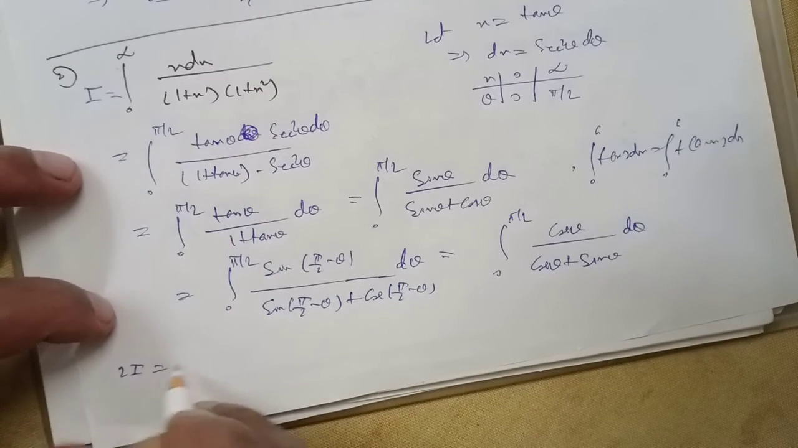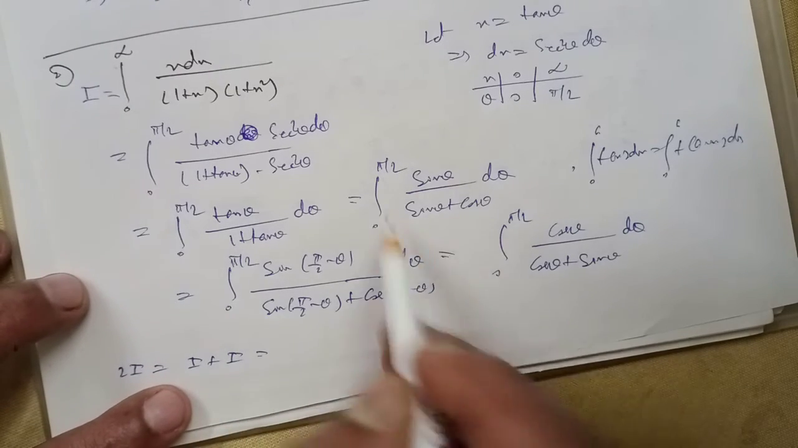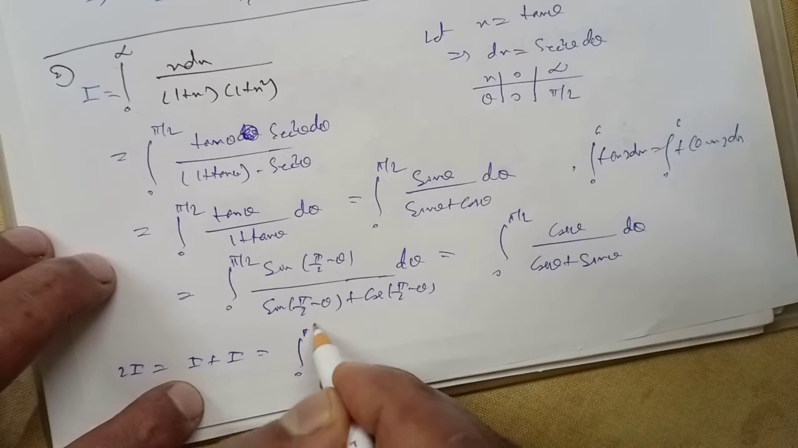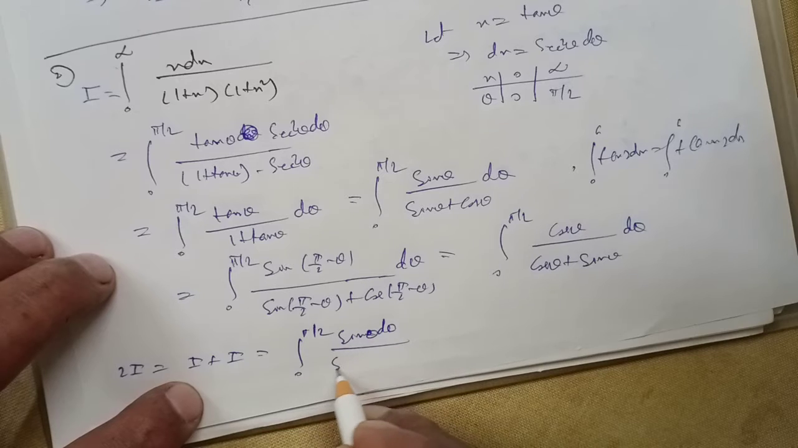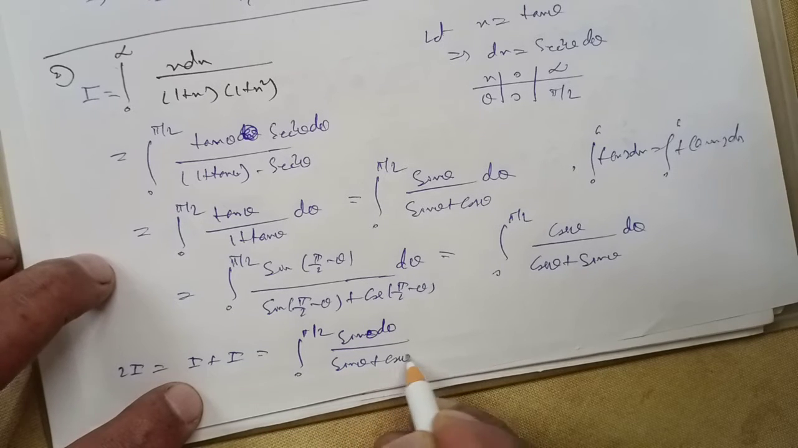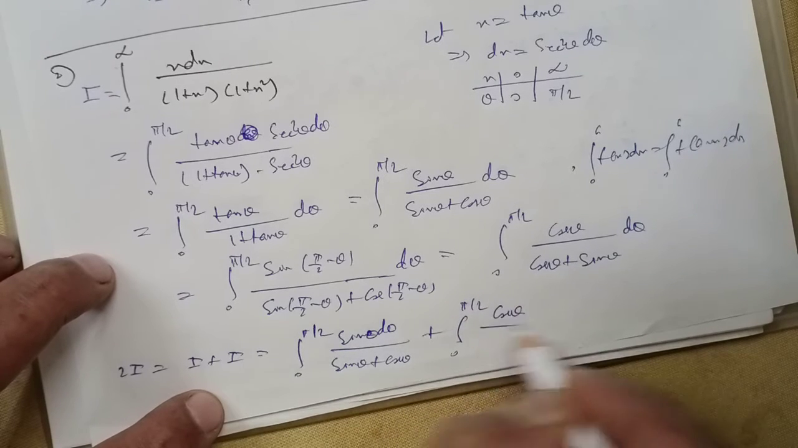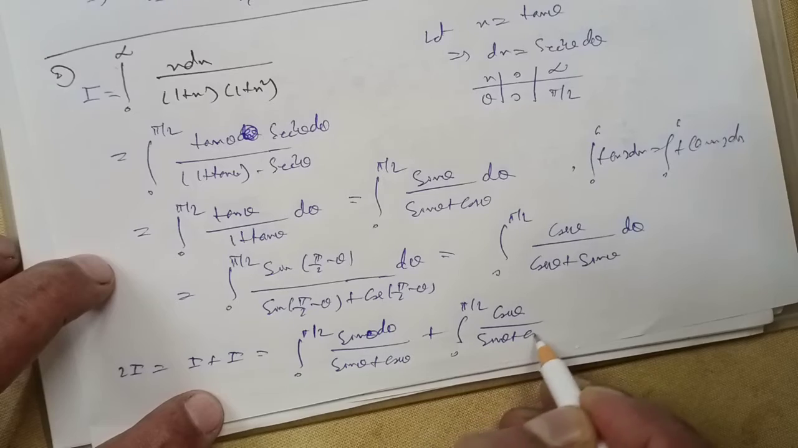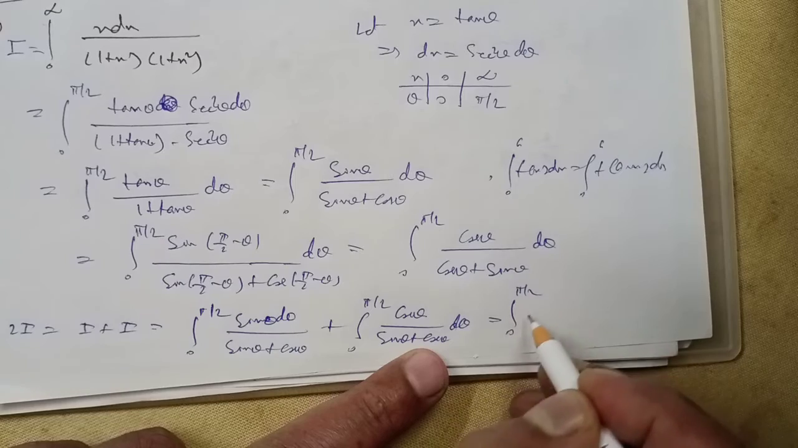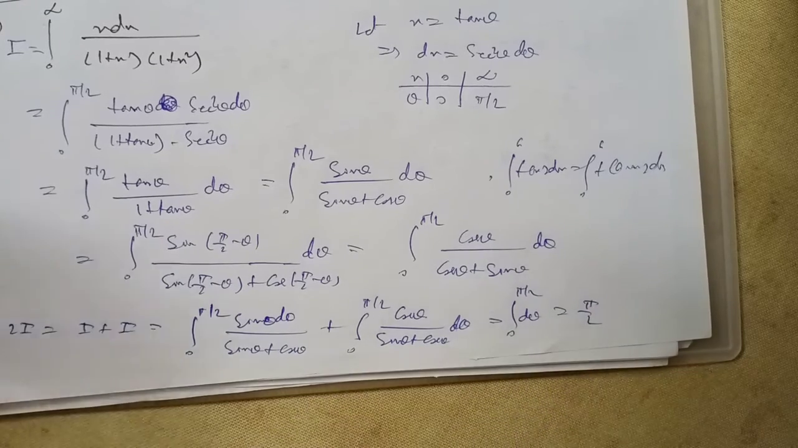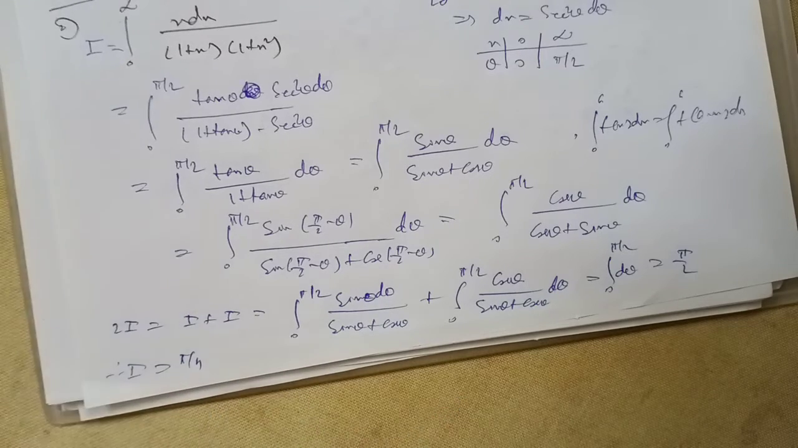Now 2I equals I plus I. In place of the first I, we write 0 to pi by 2 sin theta d theta by (sin theta plus cos theta), and in place of the second I, we write 0 to pi by 2 cos theta by (sin theta plus cos theta) d theta. So adding these two, we get 0 to pi by 2 d theta, which is pi by 2. So 2I is pi by 2, therefore finally I is pi by 4.